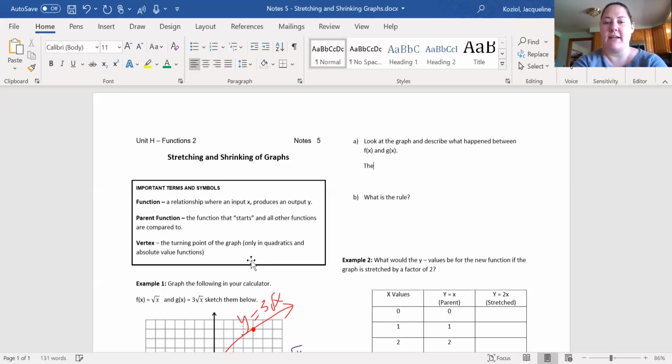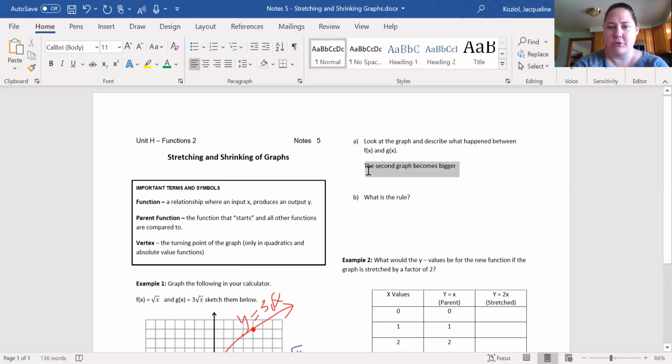I want to say the second graph, or the graph of g of x, changes or moves. And you can say words like bigger, stretched, taller, those all descriptive words. You could also, if you're going the other way, say smaller, shrinking, tinier, shorter. Any of those words will work, okay?